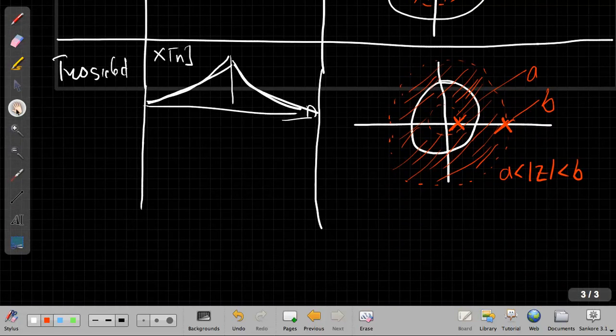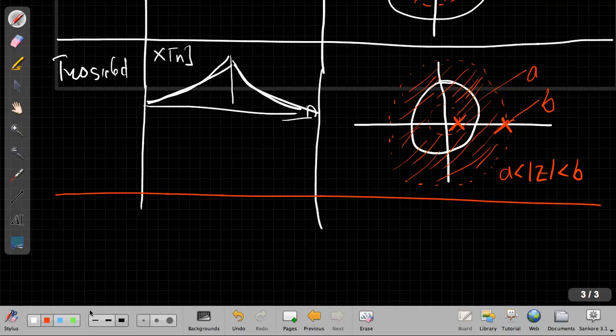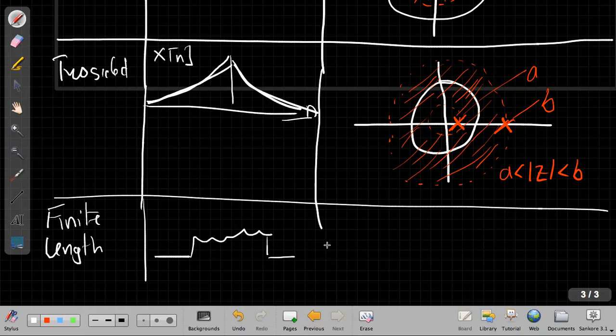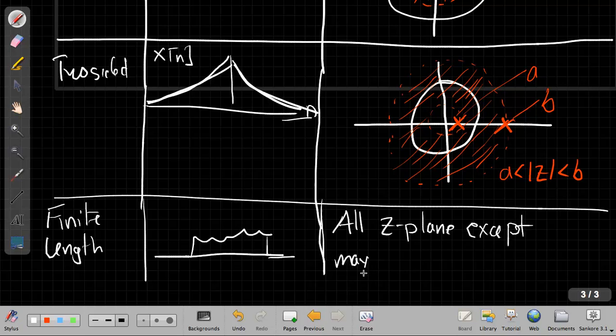And then the last option we haven't talked about is something that's both right-sided and left-sided, after a fashion. Oops, that should have been a white line to keep consistent. Which is the fourth and final case we'll mention, the finite length. Right, so my cartoon for that would be something that's zero for a while, and then it turns on and zigs around. And again, these are all actually really discrete. We're just sort of drawing a silhouette to carry the important information, which is where it is zero or not. And then in this case, the ROC for a finite length thing will be all the z-plane except maybe z equals zero, or z equals infinity.